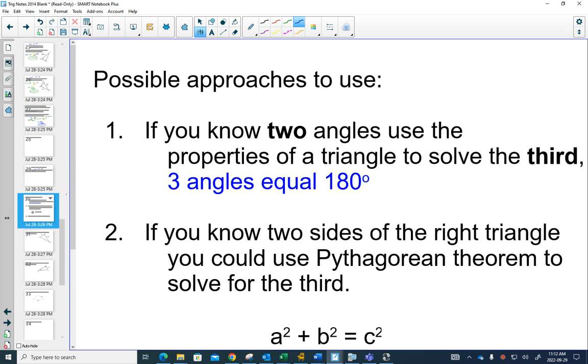So some strategies, some ideas, right? Does it make sense that if you know two of the angles, you can find the other angle because all three angles in a triangle add up to 180? So once you find two, you can easily find the other one, okay? If you know two sides of a right-angled triangle, you can use a squared plus b squared equals c squared.